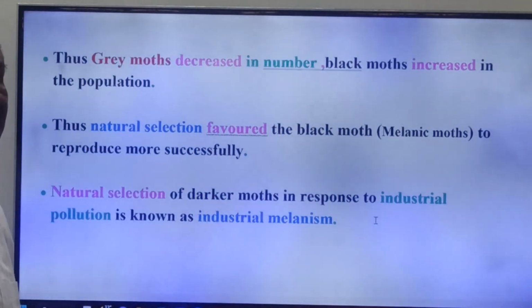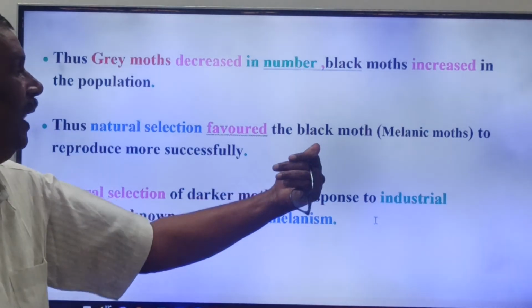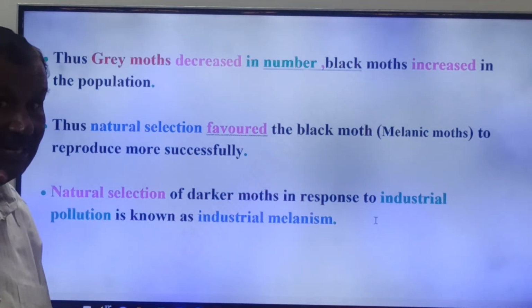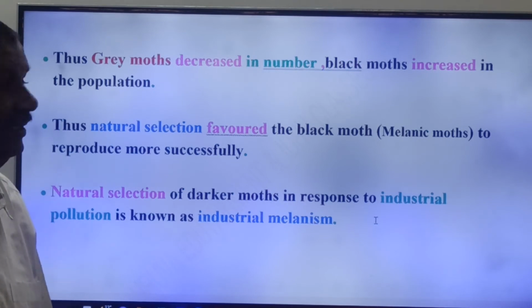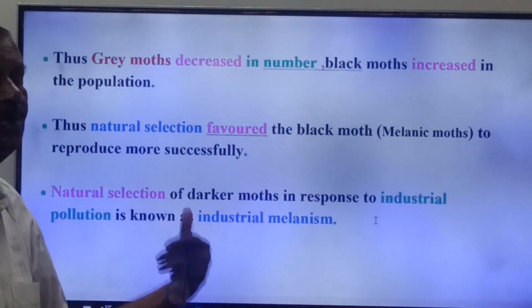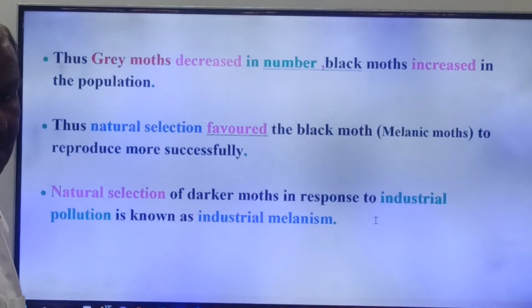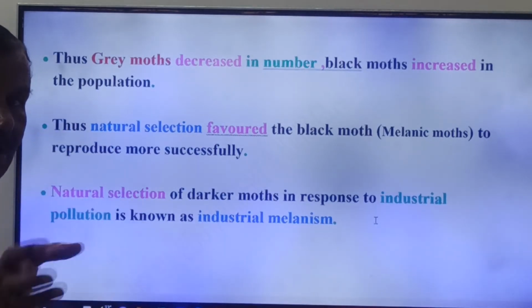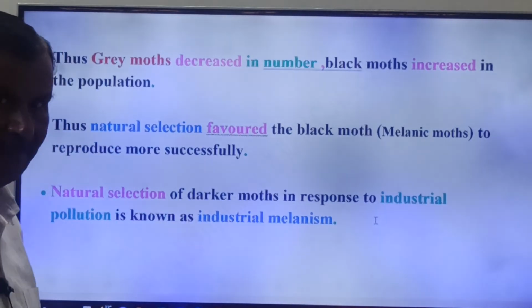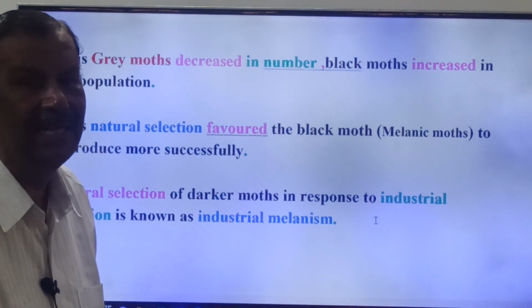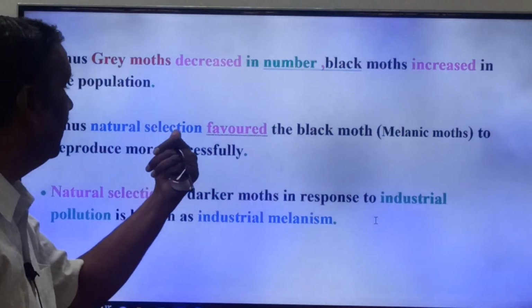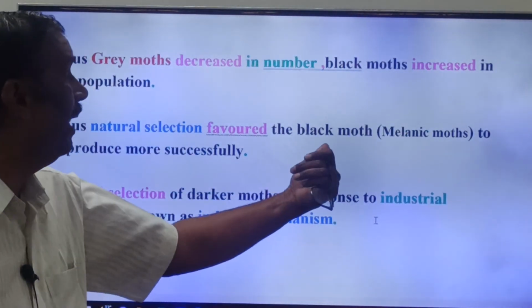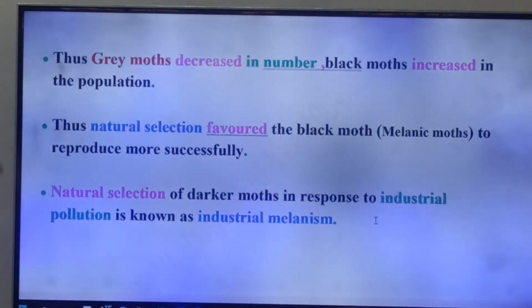Thus natural selection favored the black moths. See here, nature is selecting the black moths, friends, because due to their black color they reproduce more successfully. So when the black color moths were not identified by the predatory birds, they successfully enter into the reproductive stage and they produce the next generation. See friends, natural selection favored the black moths to reproduce more successfully.